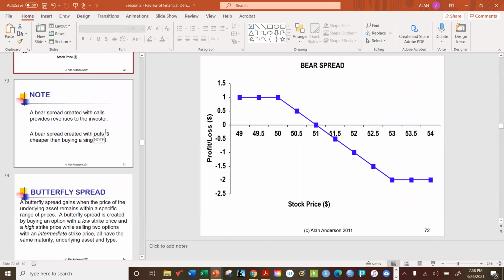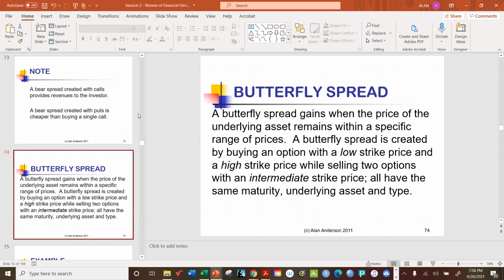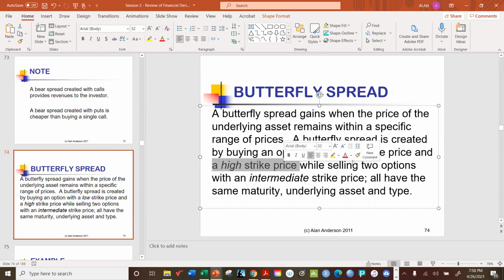Okay, now here's an interesting one, the butterfly spread. You will see when we get to the graphs why this one is so interesting. It's more complicated because it requires us to use options with 3 different strike prices. So the basic logic is this. You're buying an option with a low strike. You're buying an option with a high strike. And look at this one. You're selling 2 options with an intermediate strike price, with the understanding that they all have the same maturity, underlying asset, and type, meaning they're all calls or else they're all puts.